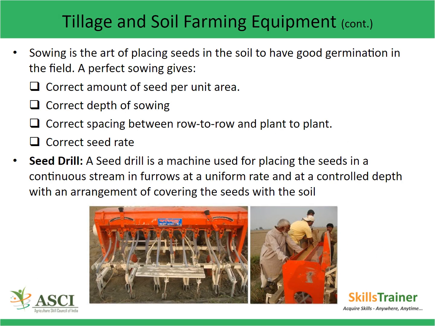Sowing is the art of placing seeds in the soil to have good germination in the field. A perfect sowing gives correct amount of seed per unit area, correct depth of sowing, correct spacing between row to row and plant to plant, and correct seed rate. Seed drill. A seed drill is a machine used for placing the seeds in a continuous stream in furrows at a uniform rate and at a controlled depth with an arrangement of covering the seeds with the soil.